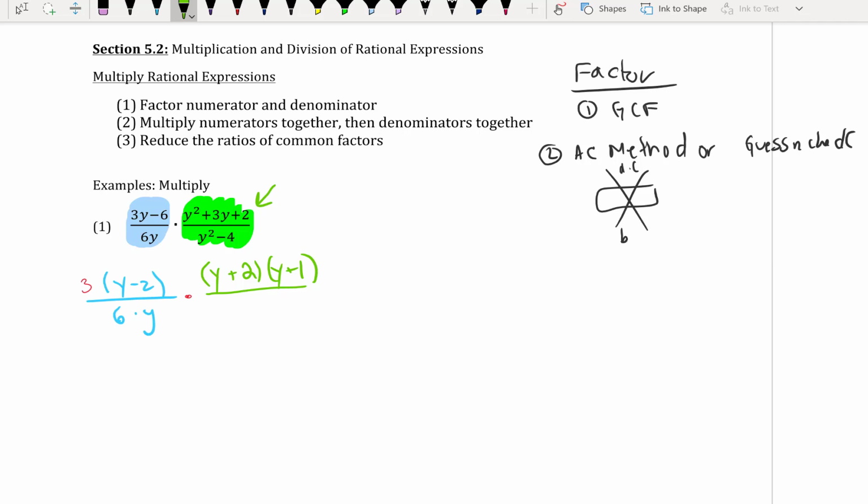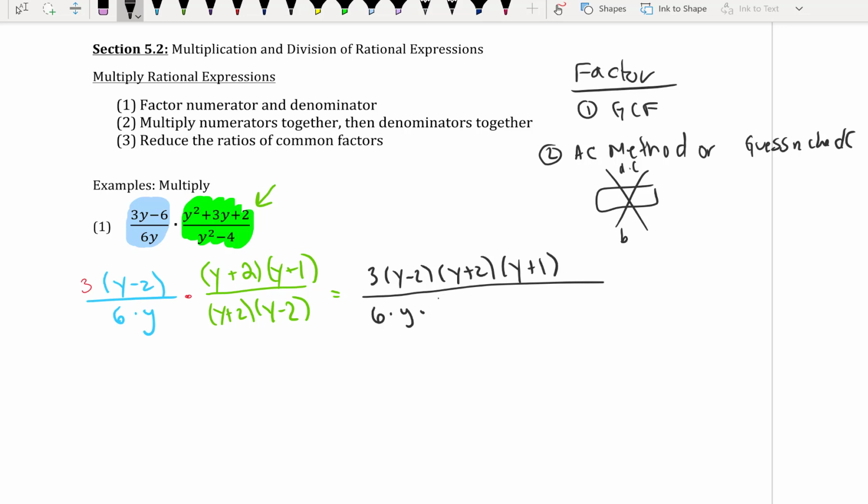And don't forget you have a difference of squares down your denominator. So that's going to be a y plus 2 and a y minus a 2. And because it's multiplication, everything just gets multiplied together. So you have a 3, a y minus a 2, a y plus 2, and a y plus 1. Down at the bottom, you have a 6, a y plus 2, and a y minus 2.